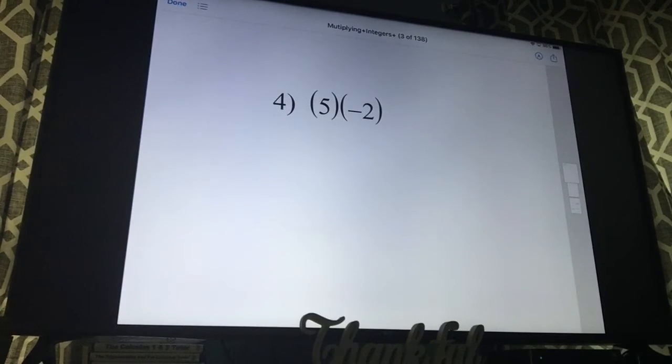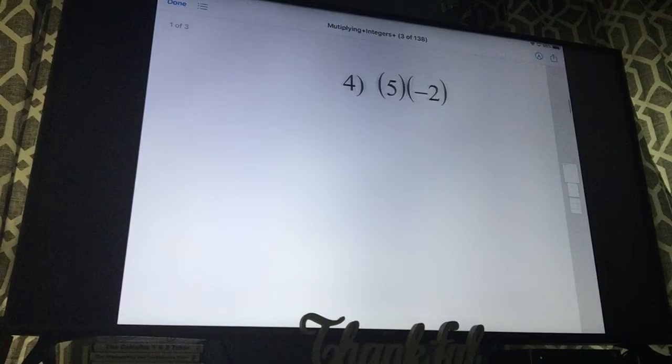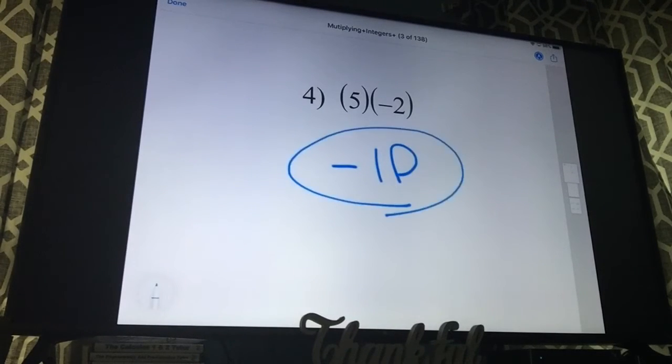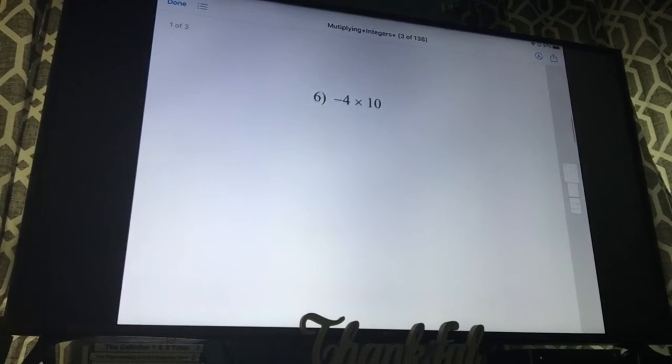Okay, 4. And it's the same as 2, but there's different ways people write multiplication. So there's a way with the general times symbol, looks like an X, and then parentheses that are right next to each other. So be aware of that. And then people also use a dot in between. So 5 times negative 2 is negative 10. Okay, 4 times negative 10 is just negative 40.